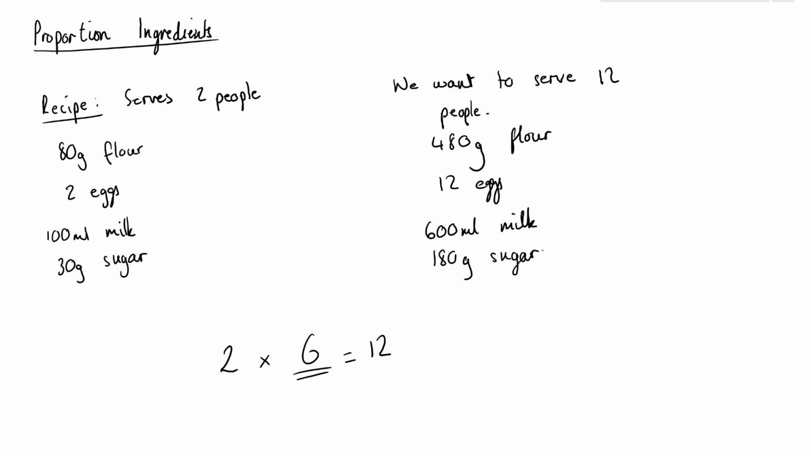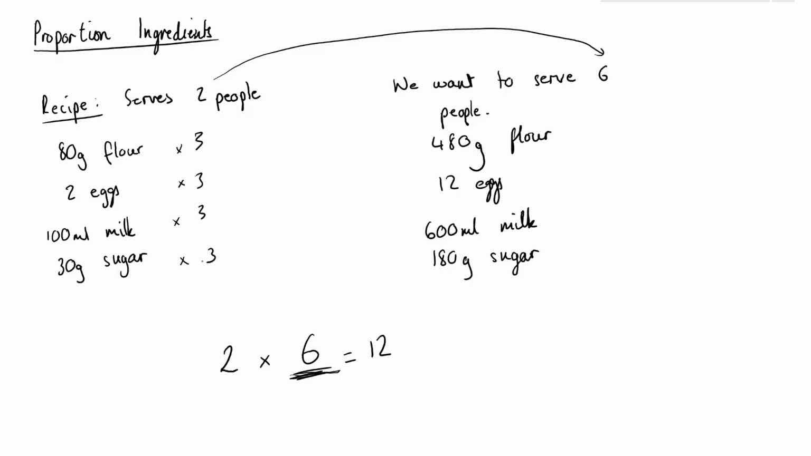So all we've done is we've looked at what we have to serve 2 people. We've then seen what would we actually need in order to serve 12 people. We just find out what this multiplier here is. In this case it was times by 6. Sometimes it might be times by 2. So say instead of having to serve 12 people, we might have wanted to serve 4 people, in which case we would have times everything by 2 to get from 2 to 4. If we would have changed this and said 6, we'd have multiplied everything here by 3, and so on.